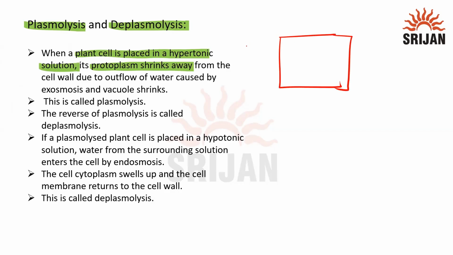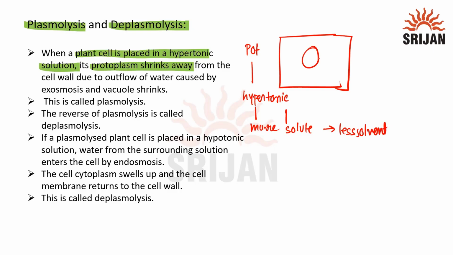This is a pot. The pot contains a hypertonic medium. Hypertonic, by the name only we understand, hyper means more, tonic means solute. So it will have more solute, which means less solvent in it. Now a cell is placed in it. The cell has high solvent.